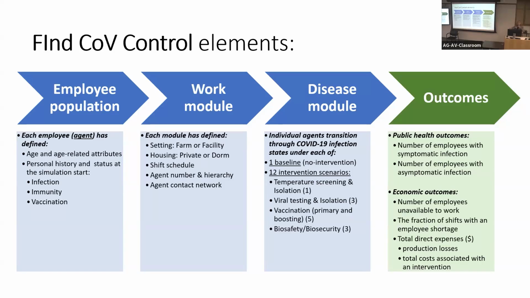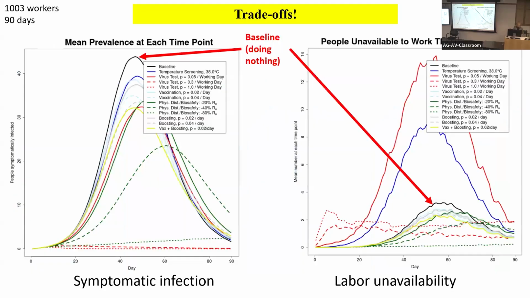outcomes. We wanted to know how many over time are getting sick with symptoms, how many are getting sick without symptoms, how many times we have a shift without enough people to work. Therefore, production cannot go as planned, and this would incur losses for the employer. How many people are not able to come to work at any given point in time? And then what are the costs of interventions? If the employer is going to pay for interventions, how much would that cost?